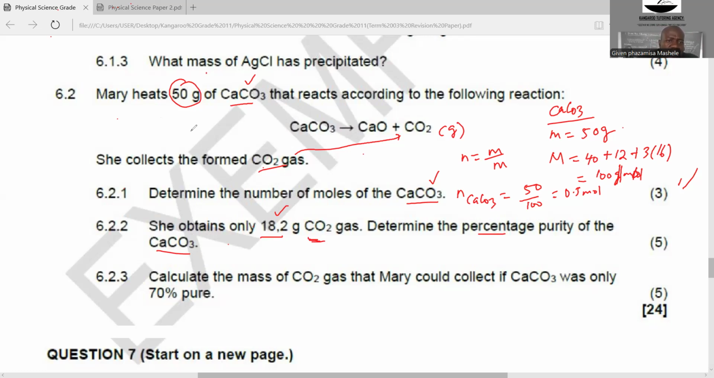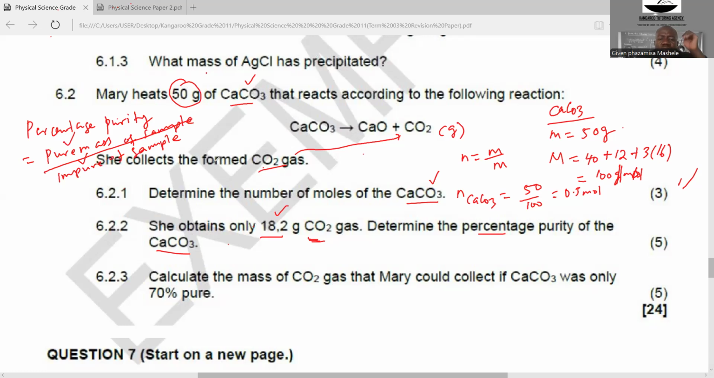To determine the percentage purity, here is the formula which you need to know. Percentage purity is calculated by taking the pure mass of a sample, then we divide by the impure mass of a sample. So it's pure mass divided by impure mass.